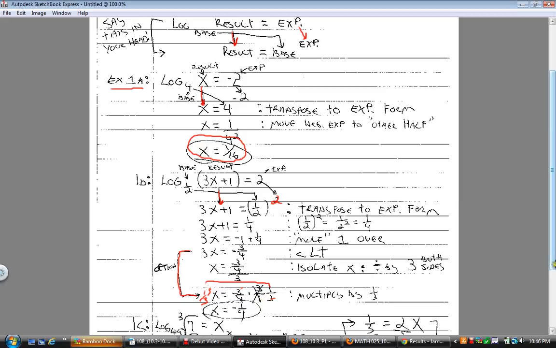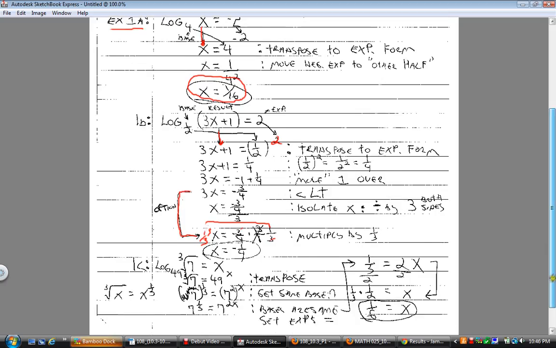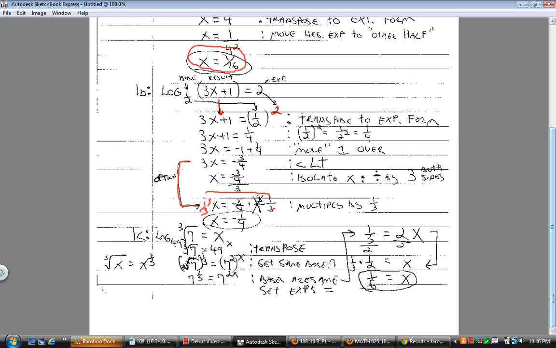Okay, squeeze down here to the bottom of the page, example 1c. I got one more in here. This one looks a little tricky. I see log base 49, the result is the cube root of 7, equals the exponent x. Follow the same mechanics. Drop the result down, which is the cube root of 7, equals the base, which is 49, raised to the exponent, which is x.